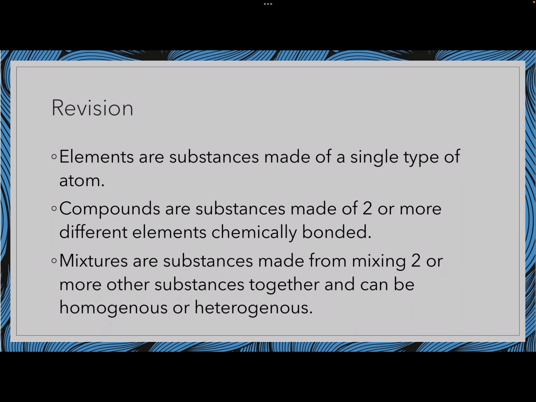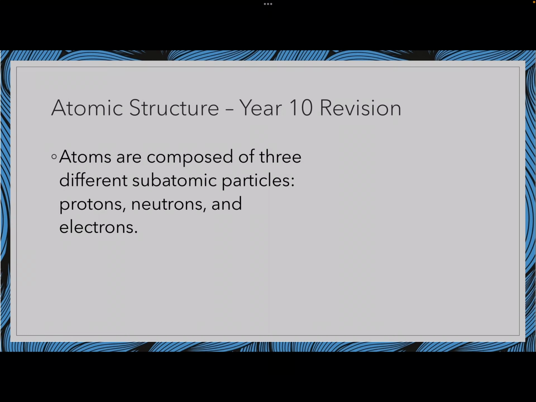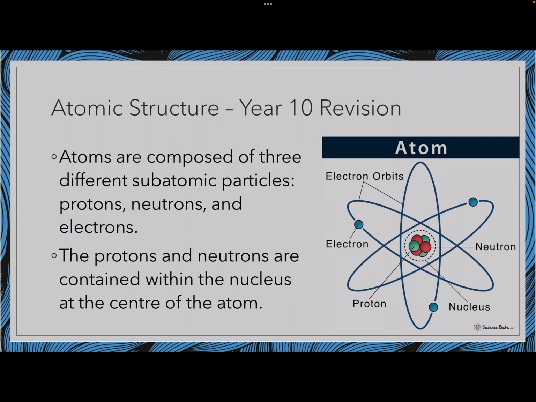So let's start off with a little bit of revision again from year 10 and earlier. So atoms, they're composed of three different subatomic particles. Okay, so we did say that atoms are the smallest indivisible. Realistically, we do have other things within. So we have these protons, neutrons, and electrons. So the protons and neutrons are contained within the nucleus at the center of the atom, with the electrons orbiting around the edges. Okay, and so this is just a picture of a basic structure of the atom. Okay, so we can see our protons and neutrons in the nucleus and our electrons orbiting around.